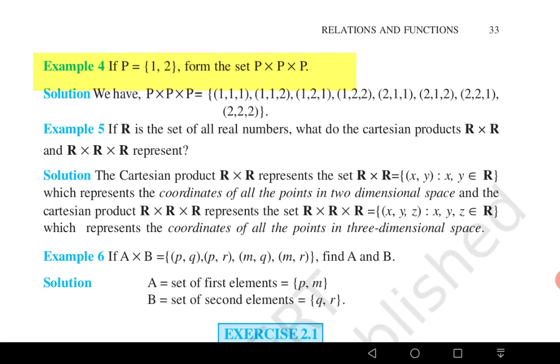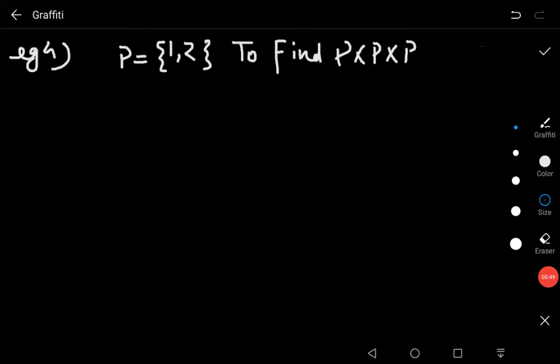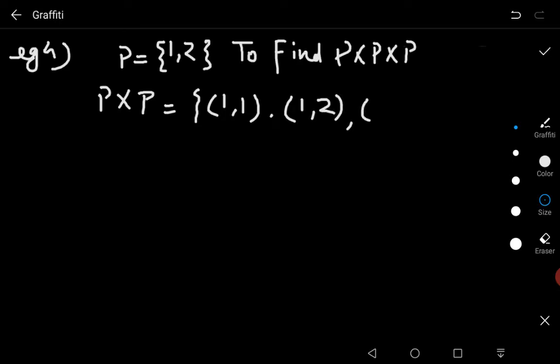If P equal to {1, 2}, form this set P cross P cross P. So we have to form a triplet here. Then see how to do it. To find P cross P cross P, we have to find P cross P first. So if we find P cross P, we will get (1, 1), then second will be (1, 2). Third element will be (2, 1), and then (2, 2).